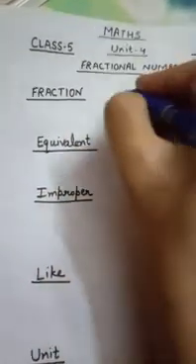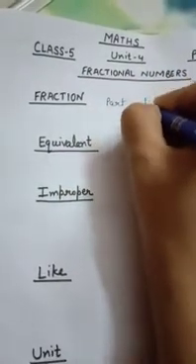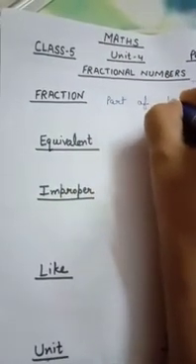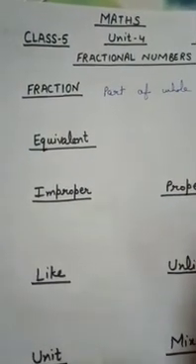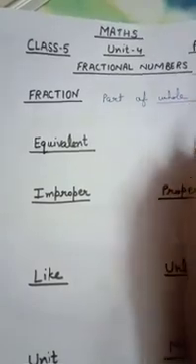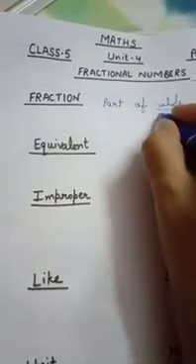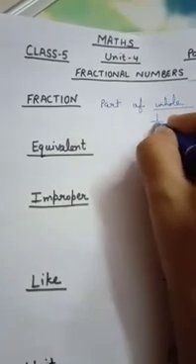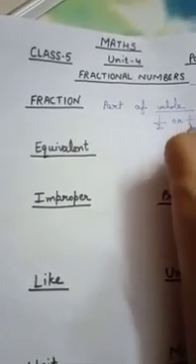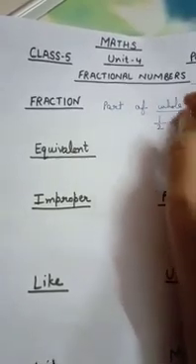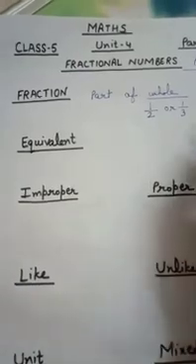What is a fraction? A fraction is a part of a whole. Whole means something which is complete. For example, I have one chocolate which is to be divided among two, or the same chocolate divided among three. So each part of this chocolate is called a fraction, 1/2 or 1/3.